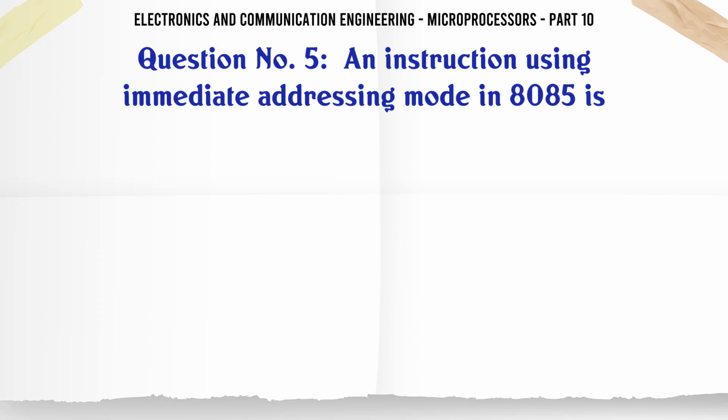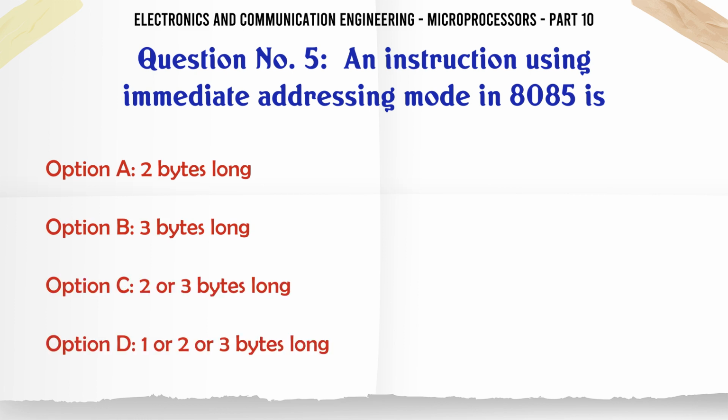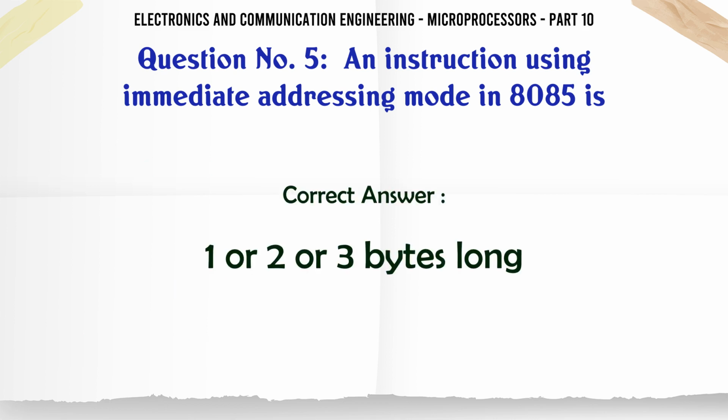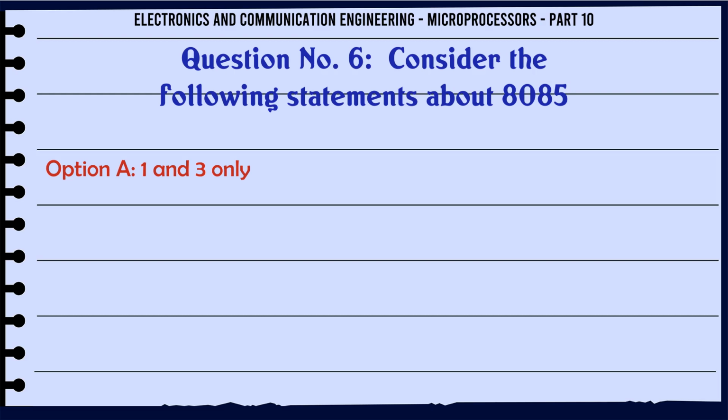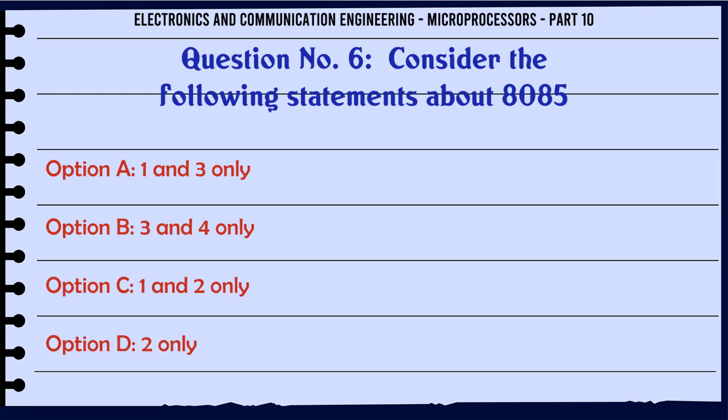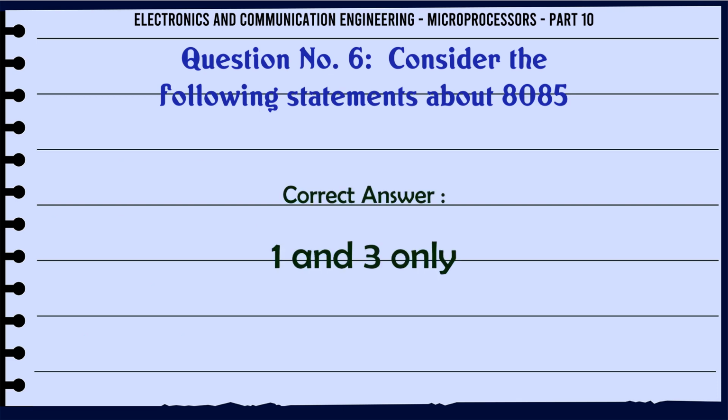An instruction using immediate addressing mode in 8085 is A 2 bytes long, B 3 bytes long, C 2 or 3 bytes long, D 1 or 2 or 3 bytes long. The correct answer is 1 or 2 or 3 bytes long. Consider the following statements about 8085. A 1 and 3 only, B 3 and 4 only, C 1 and 2 only, D 2 only. The correct answer is 1 and 3 only.